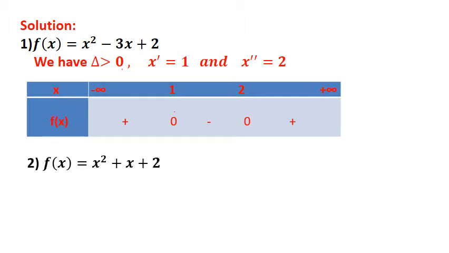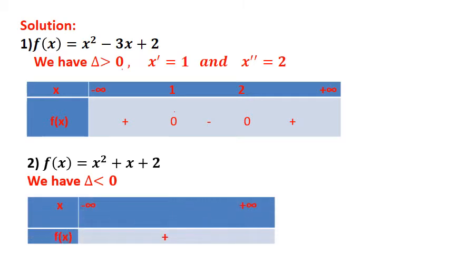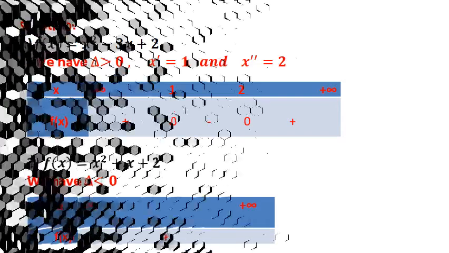2. f of x equals x power 2 plus x plus 2. We have delta negative. Then the sign of f of x from minus infinity to plus infinity is the same sign as a. A is 1, then it's positive. Then f of x is positive for all real values of x.